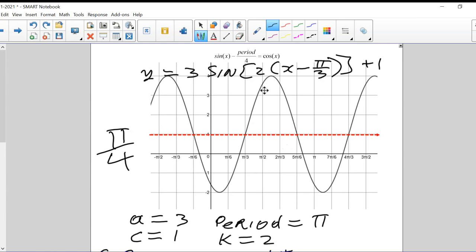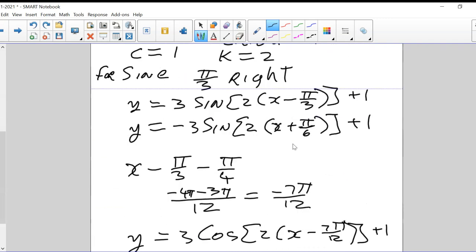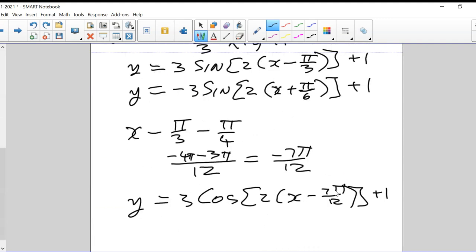It's between minus pi over 2 and minus 2 pi over 3. Looks like it's about halfway between those two, as a matter of fact. If you were to take those two values and find a halfway point, you would in fact get 7 pi over 12, just so you know. So that corresponds to our answer of a shift to the right of 7 pi over 12.